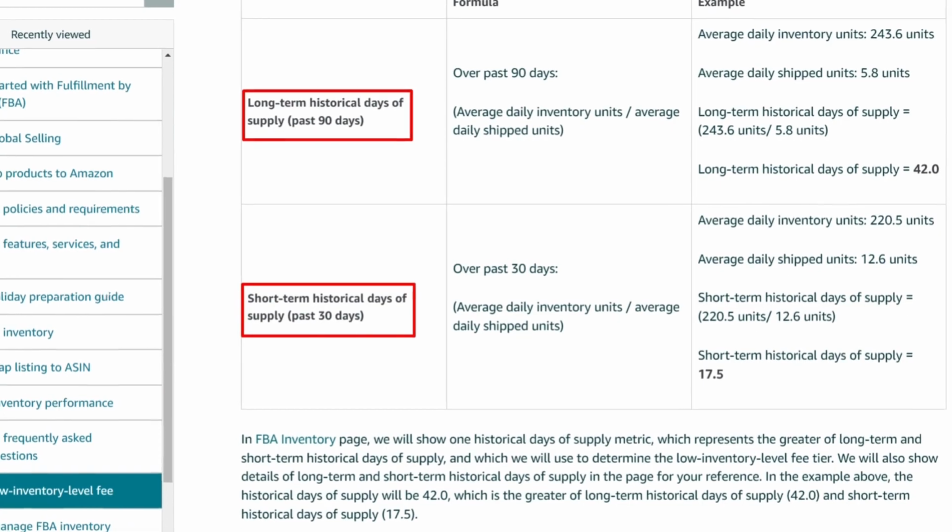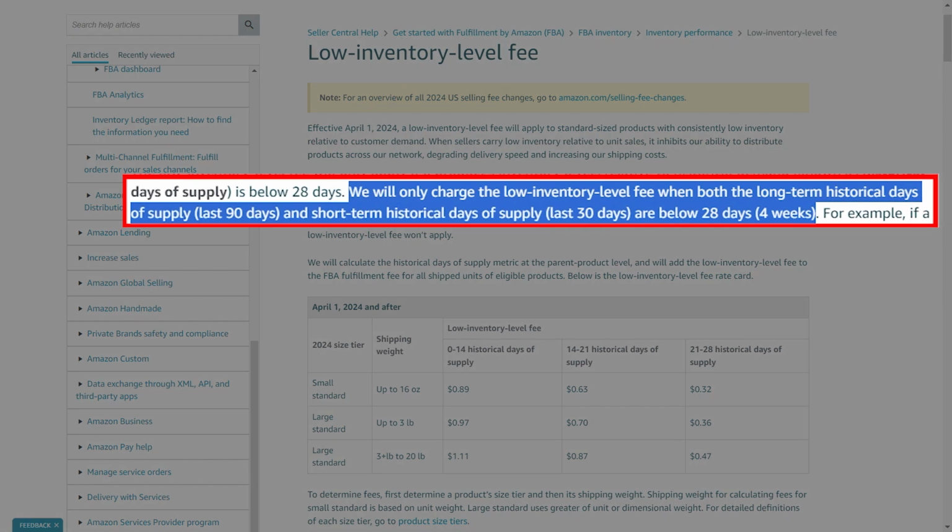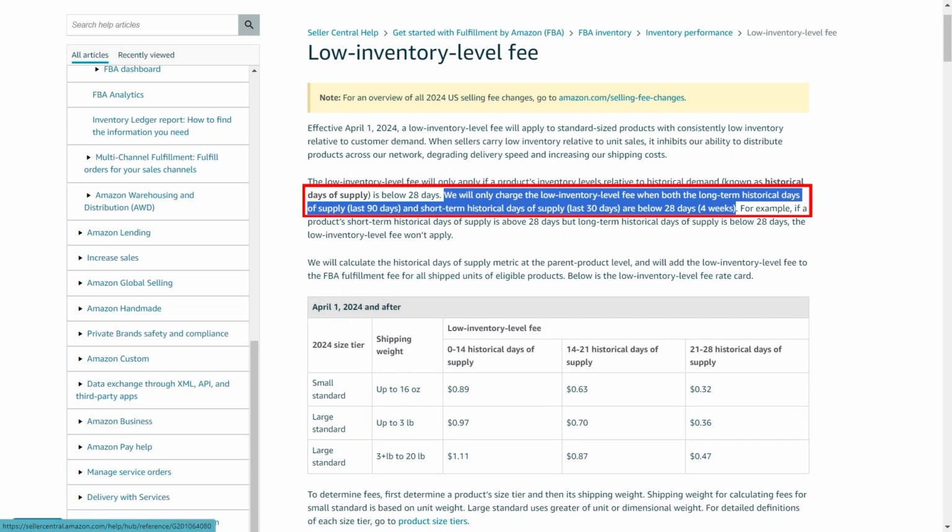Because Amazon wants you to keep at least 4 weeks of inventory for your products. That's 28 days of stock per item, and it depends on both short-term and long-term historical days of supply. Let me make it clear for you. When your long-term and short-term historical days of supply, which are 90 days and 30 days respectively, fall below 28 days, you will have to pay extra money for each product.